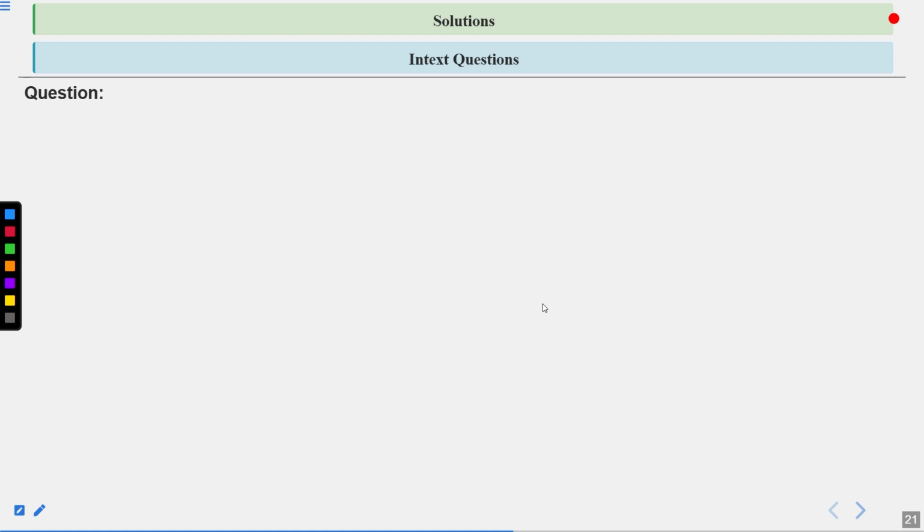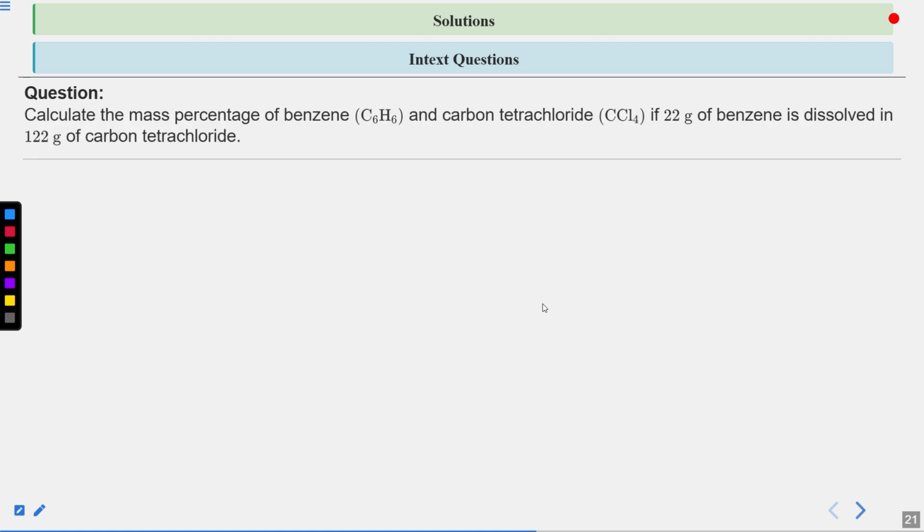Our next question is saying that the mass percentage of benzene and carbon tetrachloride is to be calculated if you have 22 gram of benzene dissolved in 122 gram of carbon tetrachloride. A very easy question to solve. Let's see how we can do it.